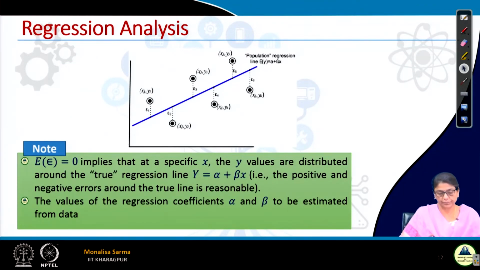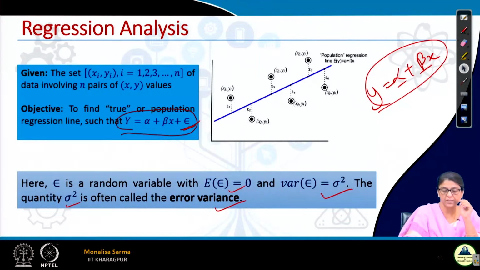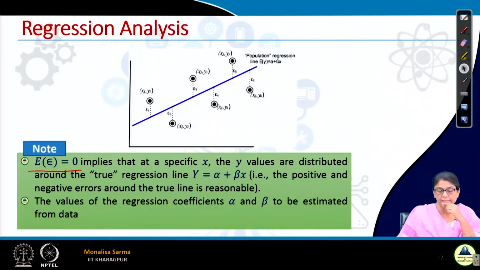Now, what does this expected value of epsilon equal to 0 imply actually? This implies that x and y are distributed around the true regression line. We have assumed that epsilon is a random variable with expected value of epsilon equal to 0. So what does this imply? This implies that for a specific x, the y values are distributed around the true regression line. True regression line, this is y equals alpha plus beta x, and the positive and negative errors around the true line are reasonable.